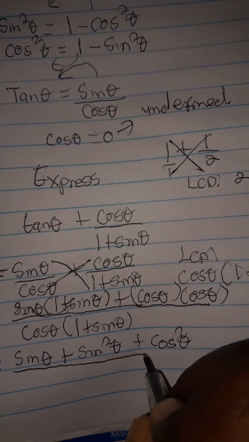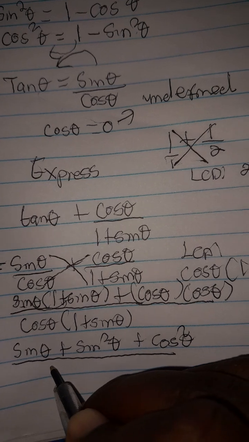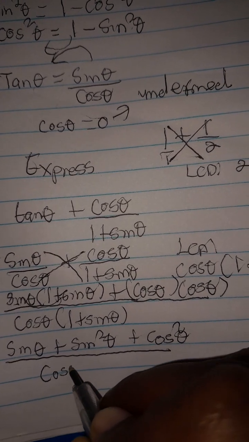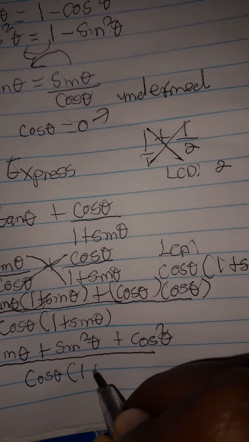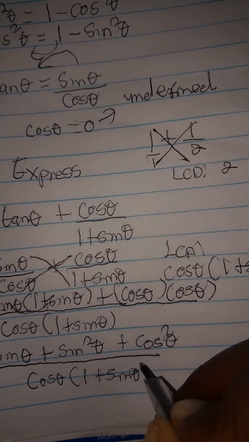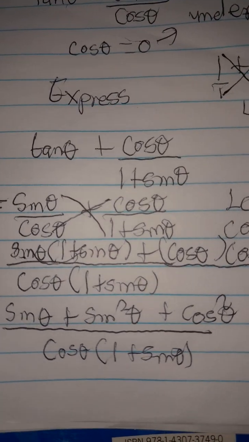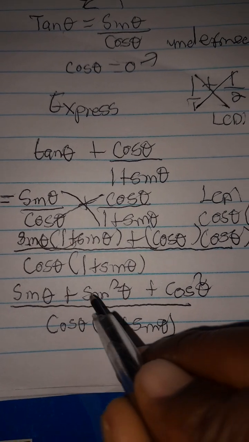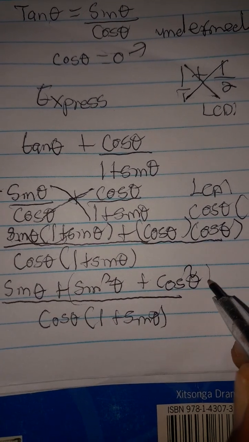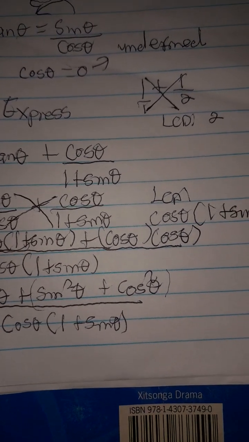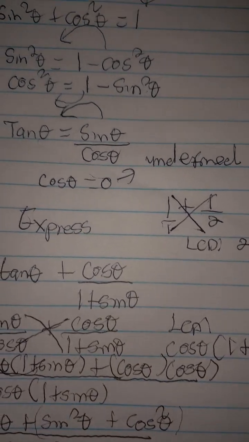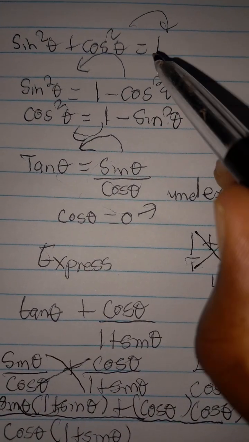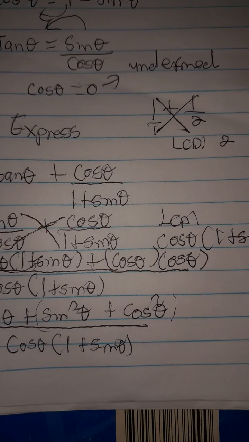I hope you are getting me. Cos theta. We also have 1 plus sine theta. Can you see from here? Can you see that there's what we call a square identity? Remember from what we learned, whenever you're given sine squared plus cos squared, it is equal to what? 1.